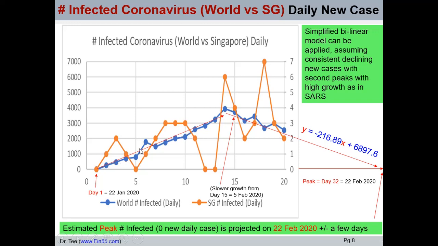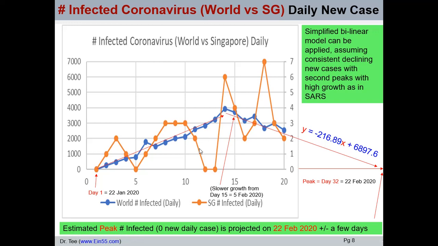The whole world, which is the blue data here, is more consistent, while Singapore cases, because there are fewer numbers, tend to fluctuate. But even so, you can see it follows the trend of the whole world quite nicely. So you can see the same thing from day one. This is the so-called high growth region, until day 14, we still do not know.